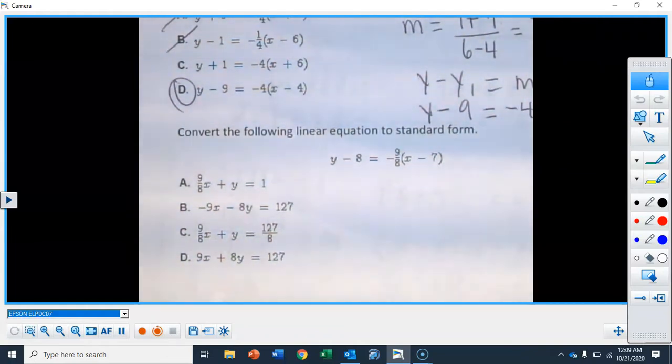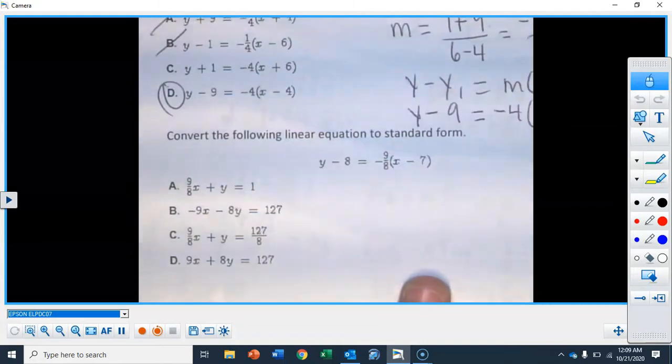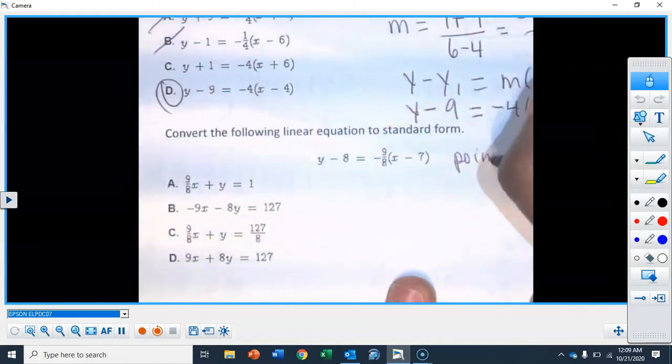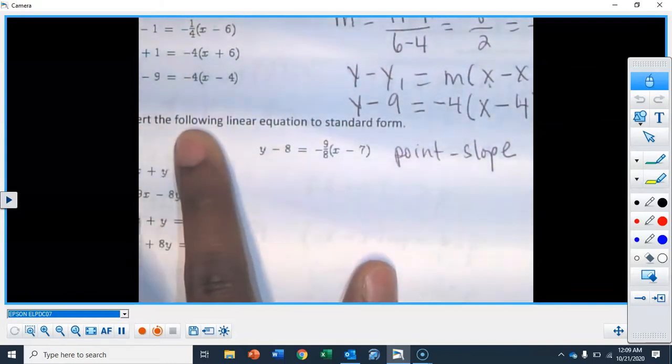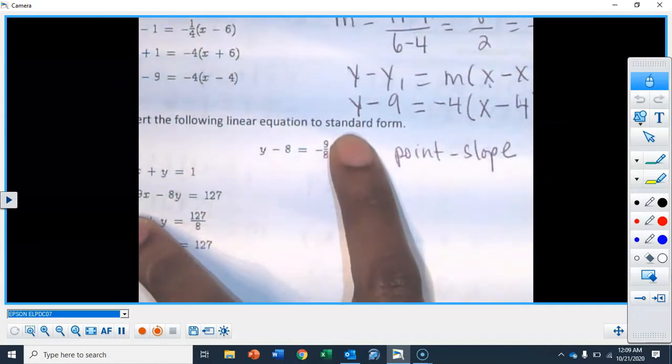Okay. So now for this one, notice this one is in point slope. This is in point slope form. And look what it says: Convert the following linear equation to standard form.